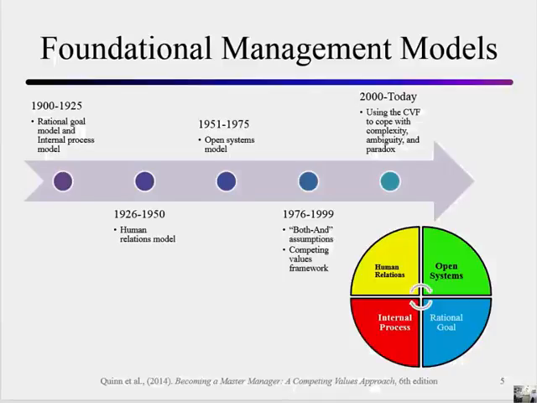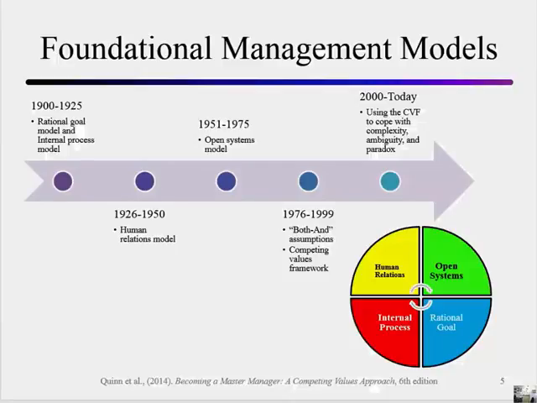1976 to 1999, you have both and assumptions being applied to management, and you have the development of the model that we're primarily concerned with, the competing values framework. And then we have 2000 to today, where using and applying the CVF to cope with complexity, ambiguity and paradox is a really important tool to help us understand how to do our jobs as managers in a better way. So let's talk about these models individually now. Firstly, we're going to have a look at the human relations model in detail.